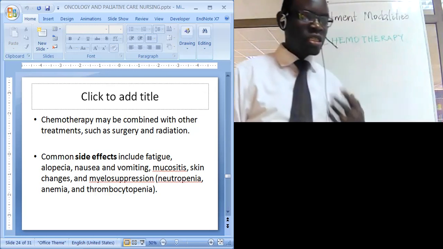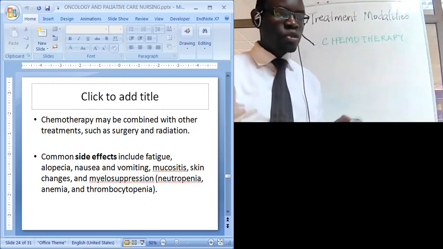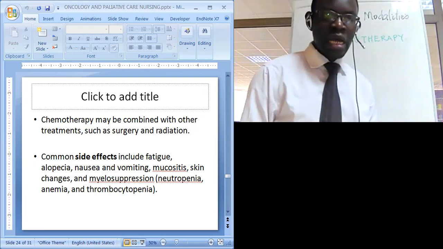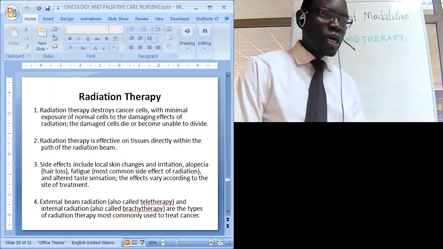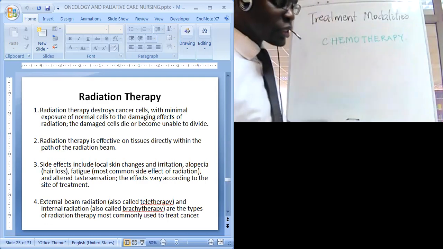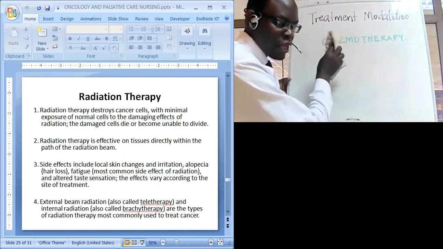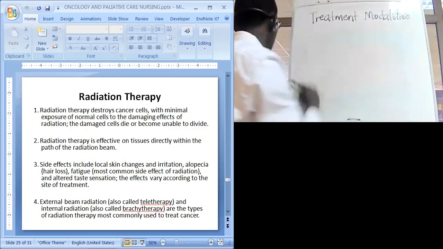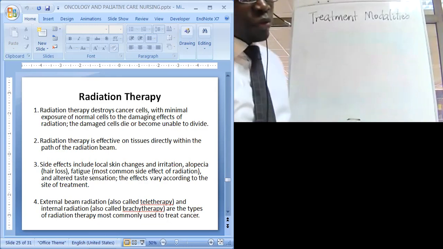We have skin changes, myelosuppression, and all those things. All these side effects are seen in those fast growing cells, as we said earlier on. Now, the last treatment modality is radiotherapy.